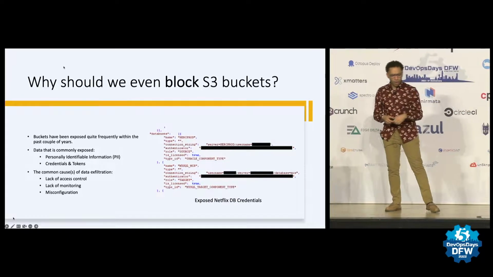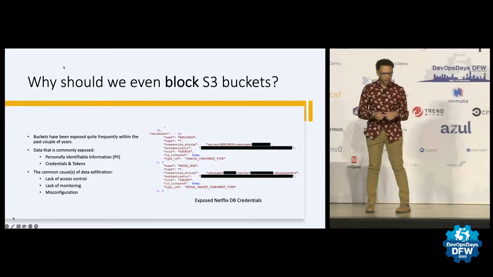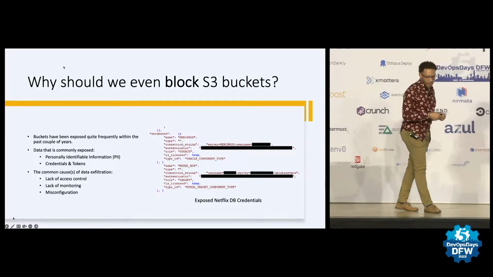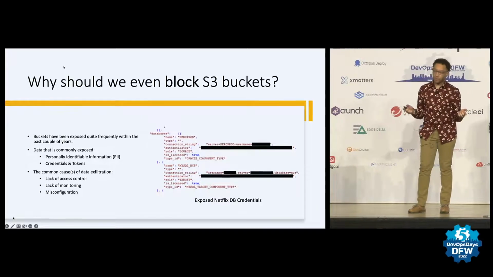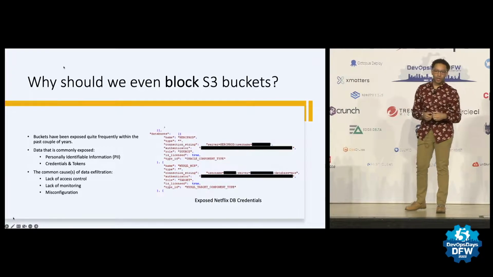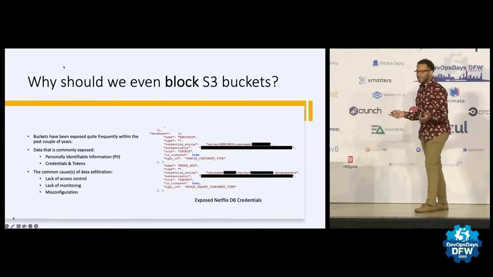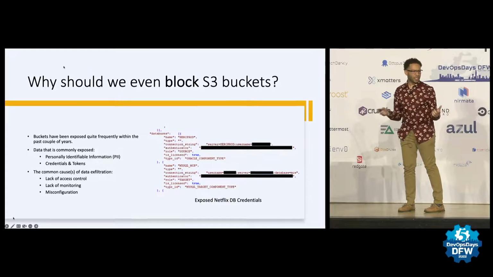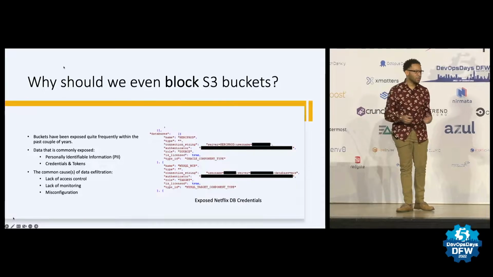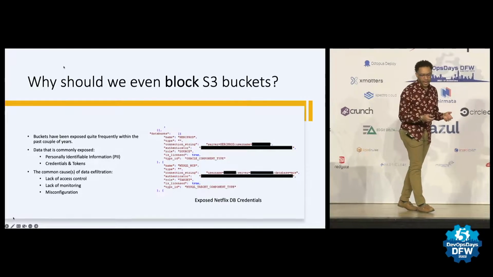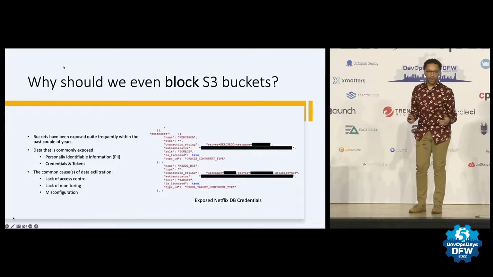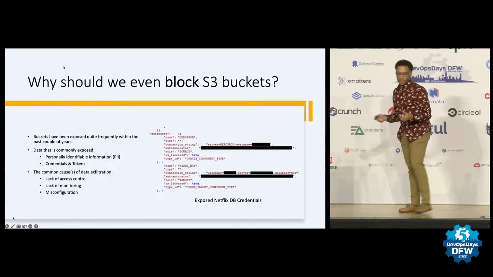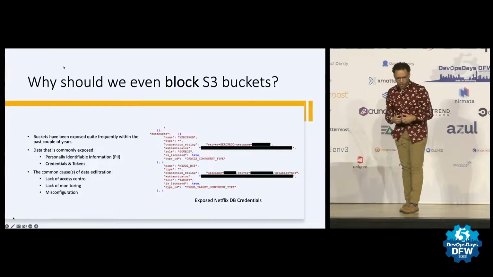But in most cases, most of the data exposed from these S3 buckets is personally identifiable information, or PII. PII includes social security numbers, first name, last name, and tax identification numbers. Those are the things that classify as PII. And then you also have credentials and tokens, hence the Netflix database credentials that were exposed.